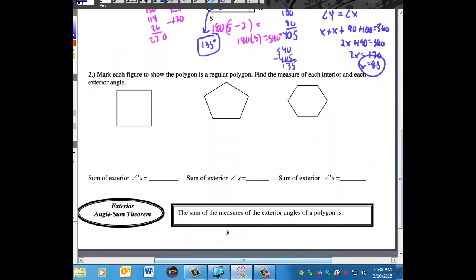Alright, down below it says mark each figure to show the polygon is a regular polygon. So we're going to put all sides are congruent. All angles are also each congruent.